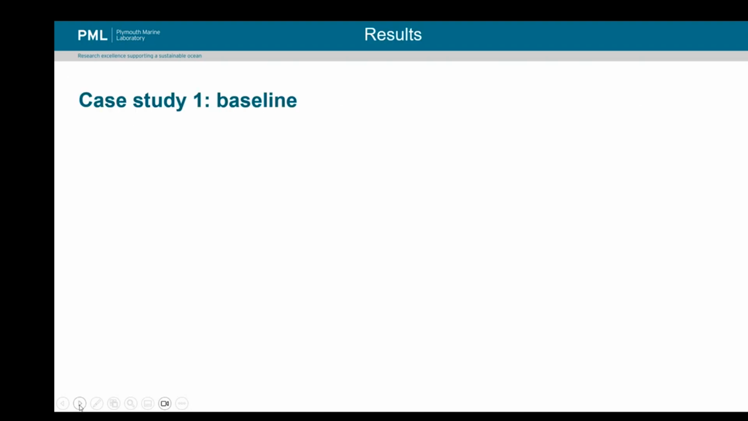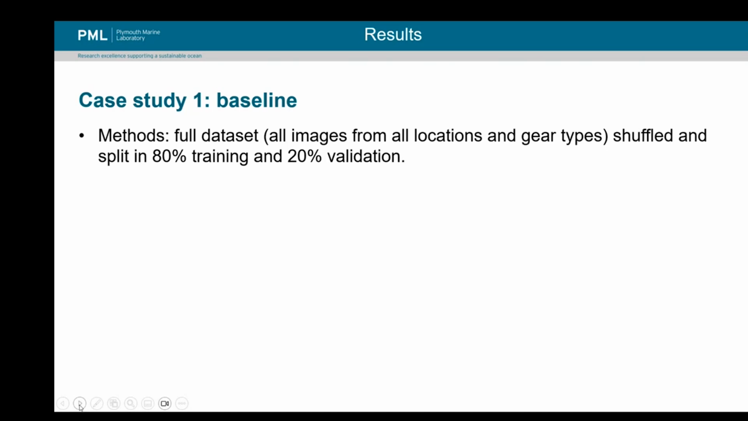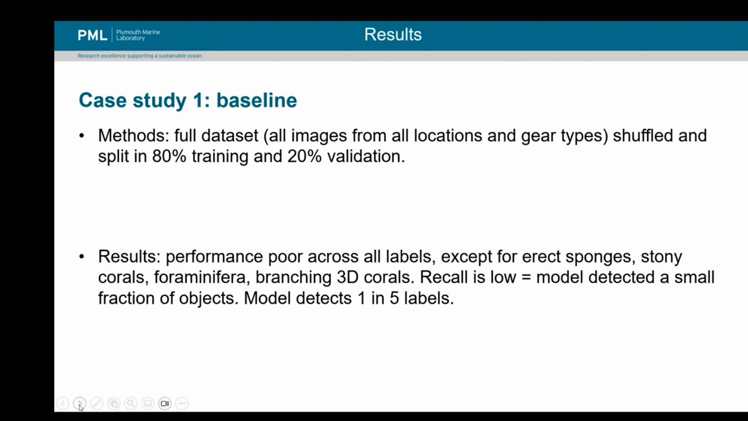Okay, so the project undertook a number of different case studies to just test what we might be able to achieve, at least in the short term. So the first case study took the entire data set of 800,000 odd annotations, all gear types, all locations, shuffled it, split it into 80% training data set for the AI, 20% validation, and trained an AI model. The results of that were, unsurprisingly, quite poor performance across all the different labels that we used. There were only 58 classes that we used. You saw them in the previous plots, and we were not working to species level.